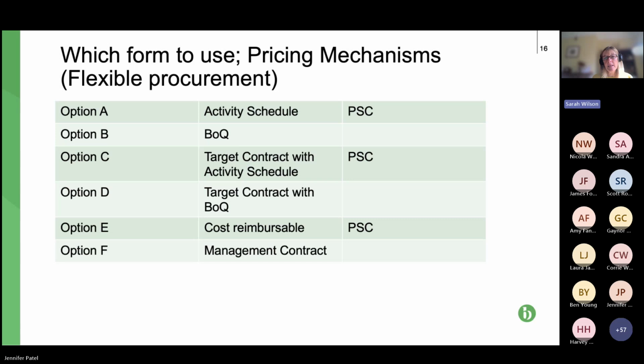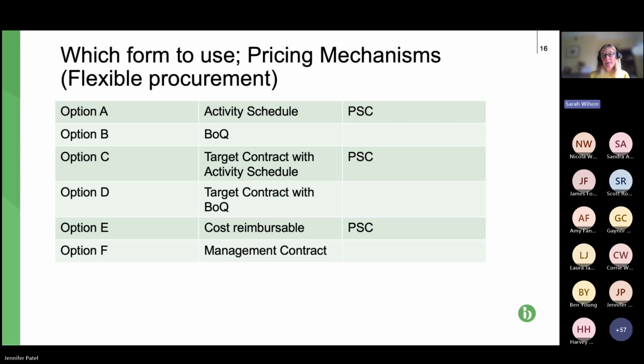Option C and D are both target contracts. So where you have a target price. So how it works roughly for both of them is you have a target price which is set in the contract. And if there are any compensation events as the project goes on, the cost of those compensation events are added to the target. In the meantime, work is being carried out by the contractor. They're submitting their interim payment applications, probably on a monthly basis, and they are effectively paid on an option E basis, a cost reimbursable as they go along.